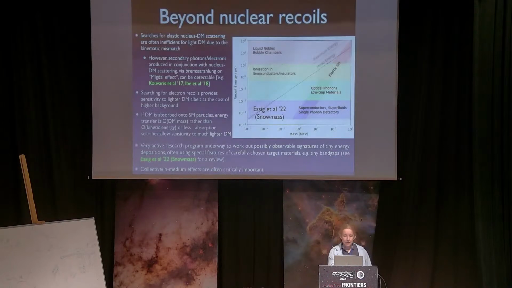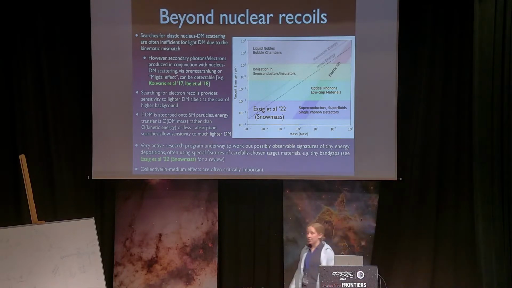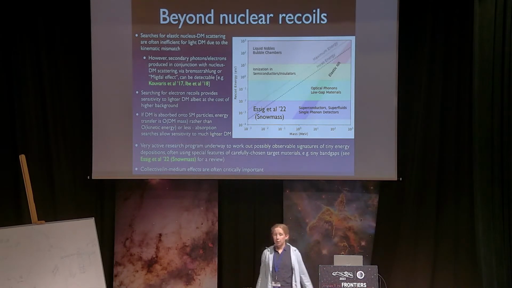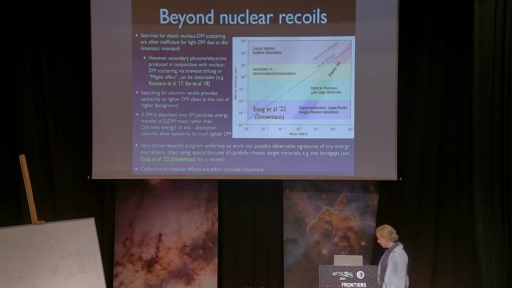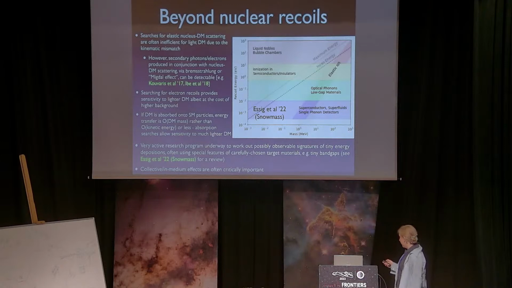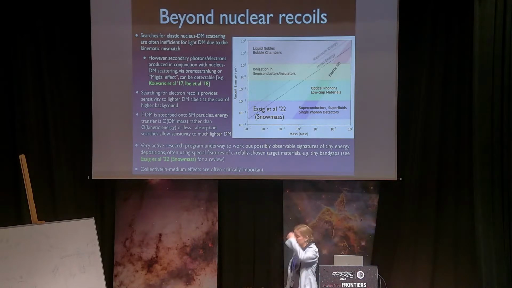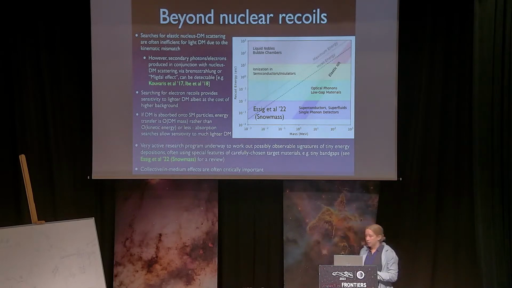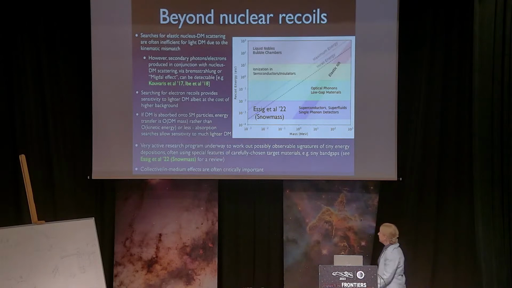But nonetheless, there's been a great deal of interest in recent years in saying, all right, so what if the signal that we want to look for is not scattering of dark matter off nuclei? What if dark matter is substantially lighter than 10 GeV? So we've said that searches for elastic nuclear dark matter scattering are pretty inefficient for light dark matter due to this kinematic mismatch, due to this suppression of the recoil energy by the dark matter mass squared divided by the target mass. So what can you do to deal with that?